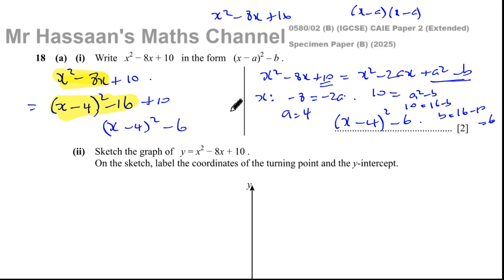All right, so both ways are perfectly fine. You can do it by comparing the coefficients, or you can do it by completing the square. Whichever way you decide to do it, you end up with x minus 4 squared minus 6. Then it says sketch the graph of y equals x squared minus 8x plus 10. On the graph, they want you to label the coordinates of the turning point and the y-intercept.